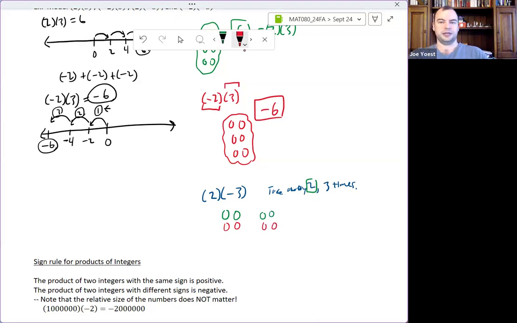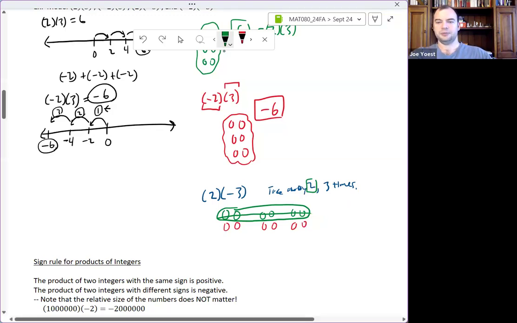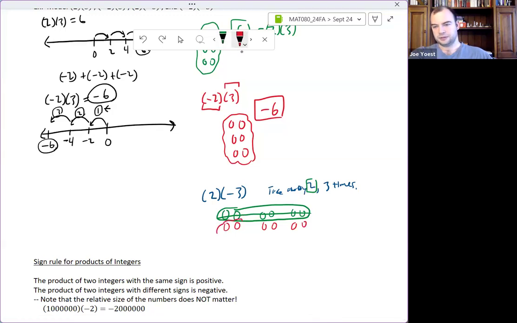I now have enough greens to take away 2 greens 2 times. And I now have enough greens to take away 2 greens 3 times. I can come in and take these away. They just go away. If I take away 2 greens 3 times, what am I left with? I'm left with 6 counters of what type? Of the red type, or that represents negative 6.